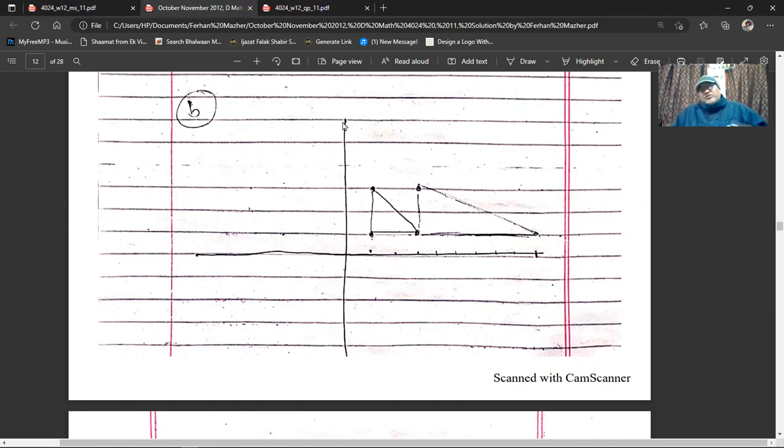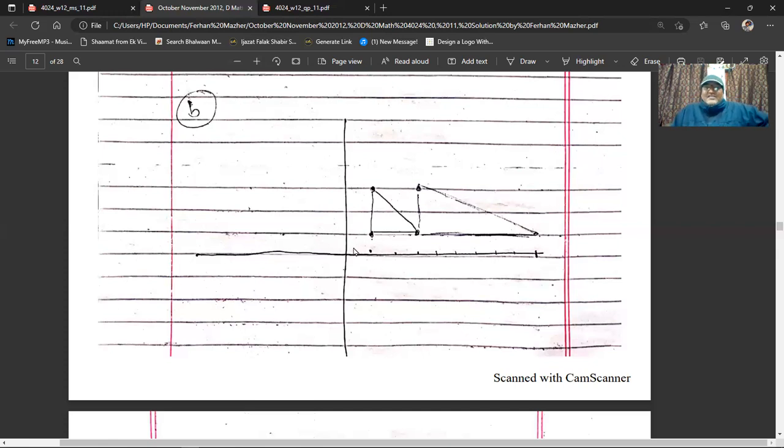Suppose, by hit and trial, this is the invariant line. This point was at a perpendicular distance of 1 from the invariant line, then the distance of the image became 3. This point was at a distance of 3, and its distance from this line became 9. So it has increased 3 times. It means the invariant line is this, so x equals 0, the y-axis, is the invariant line.